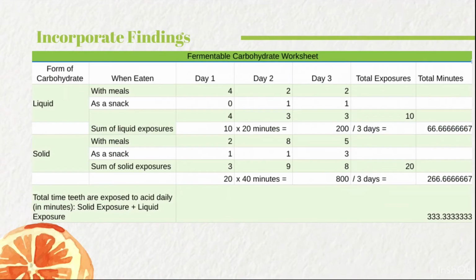We could see that they had a sum of 10 liquid exposures, and then they had a sum of 20 solid exposures to cariogenic foods. And so on average, they had 333 minutes daily of acid exposure.